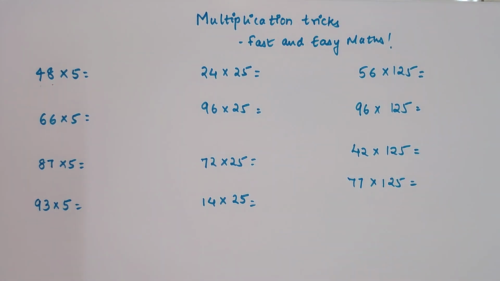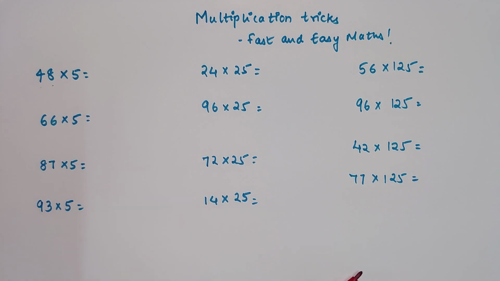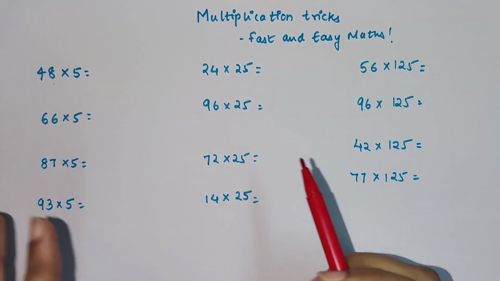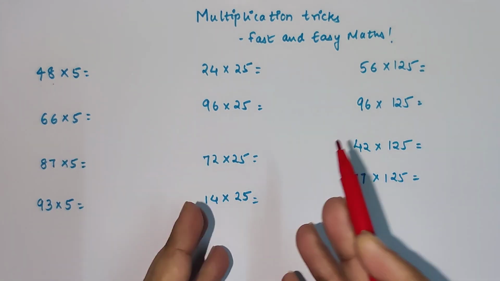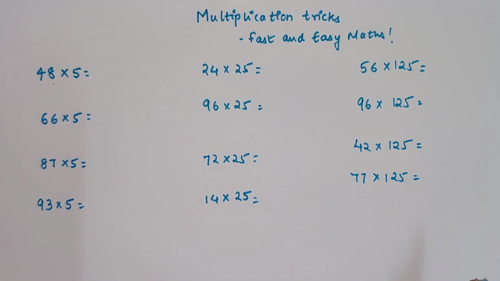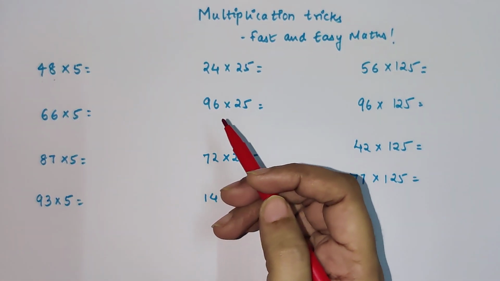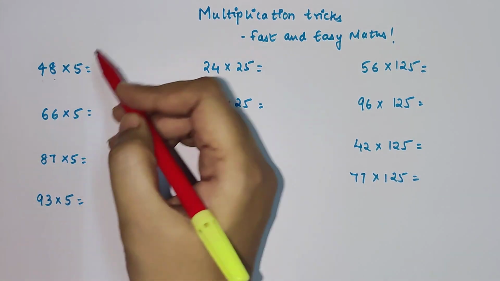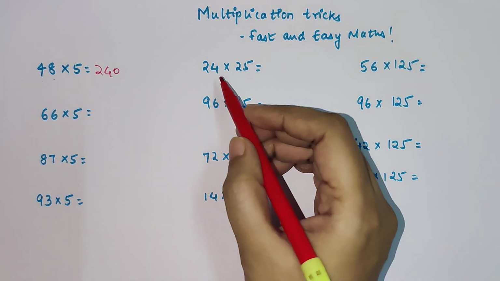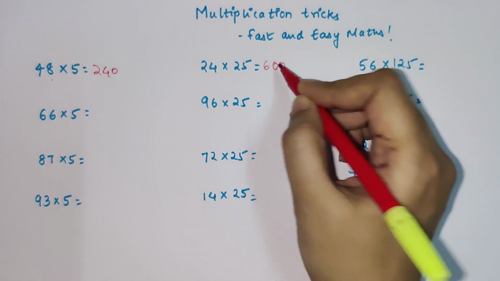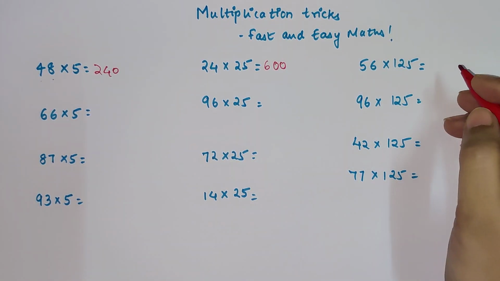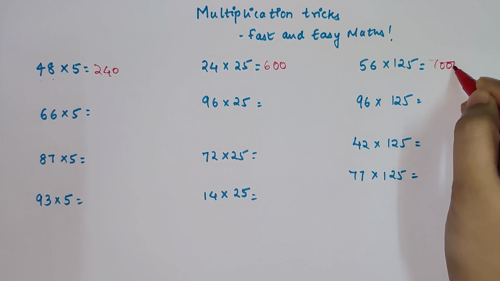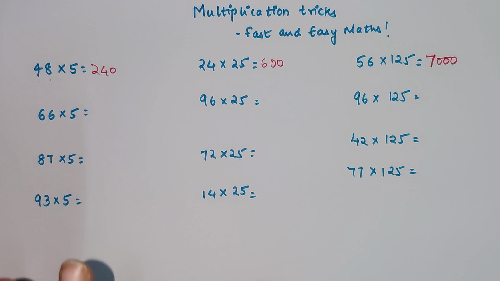Related to mathematics. So students, as you all can see, today I'm uploading multiplication tricks for multiplying any number by 5, 25 or 125. Trust me, this is the easiest trick you could find. And I can tell you all the answers directly. 48 will get you 240, 24 will get you 600 and 56 will get you 7,000. Trust me, I've not written these answers anywhere. It is actually a very brilliant trick with which you can solve these kinds of questions.